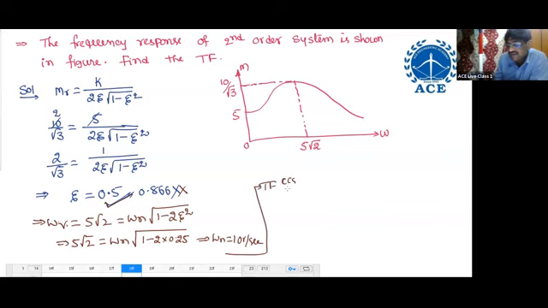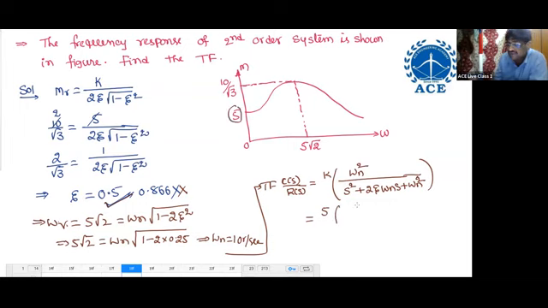Transfer function: C of s by R of s equals k into omega n square by s square plus 2 zeta omega n s plus omega n square. Here k is given as 5. So it is 5 into 100 by s square plus 10s plus 100. That's all. This is the transfer function.